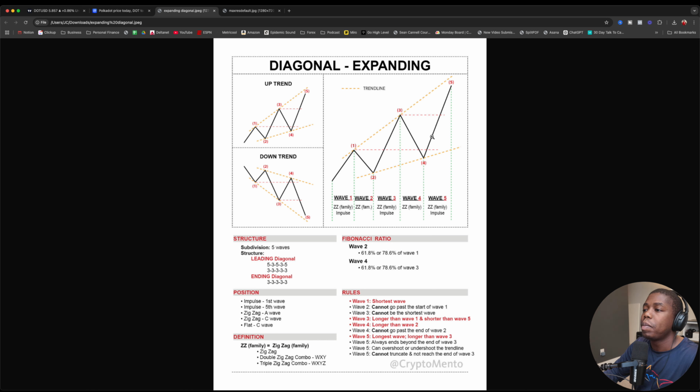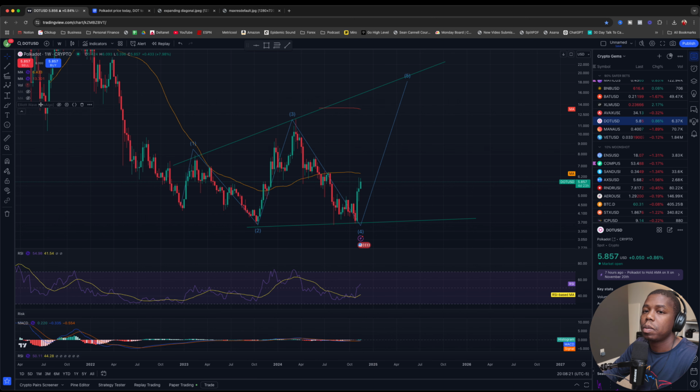In order for this pattern to be correct, wave 5 has to be longer than wave 3, and it's going to at least pass the top of wave 3. So we can expect price to go beyond this $12 level on Polkadot at some point. Don't necessarily know when that's going to be, but we know that price should move up and pass the $12 range, which is the top of wave 3, and make a new high.